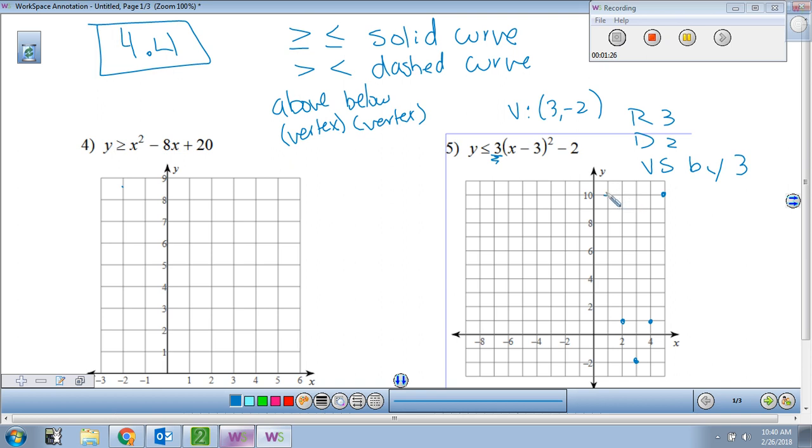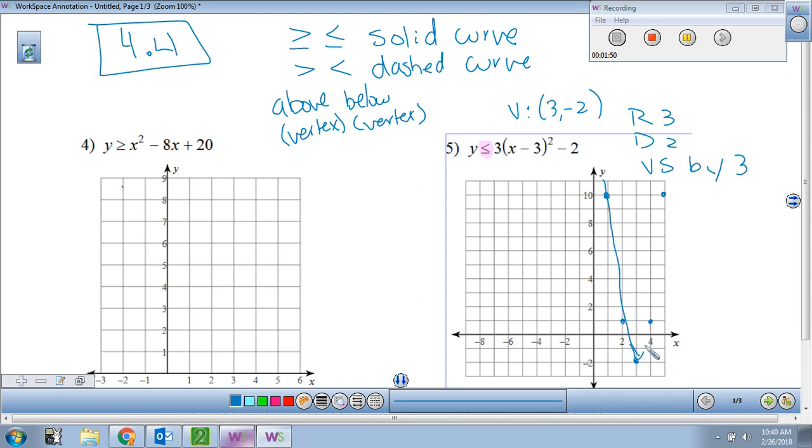Alright, so we have the ordered pairs. I just graphed it by going right 3 and down 2, and that's also what the vertex is, and then the pattern is 3. So instead of doing (1, 1), I did (1, 3). Instead of doing (2, 4), I did (2, 12). Now, based on this inequality symbol, it has an equal to, so that means that we use a solid curve. So go ahead and connect it with a solid curve.